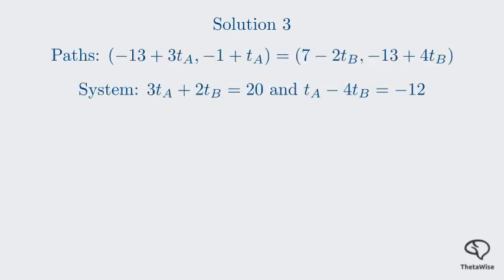Here's the solution for question 3. This problem involves two objects with their own position vectors, each with a parameter. We need to find if and where their paths intersect and if they collide. First, we equate the two path equations using different parameters, say TA and TB. This vector equation gives us a system of two scalar equations. Solving this system gives TA equals 2 and TB equals 3.